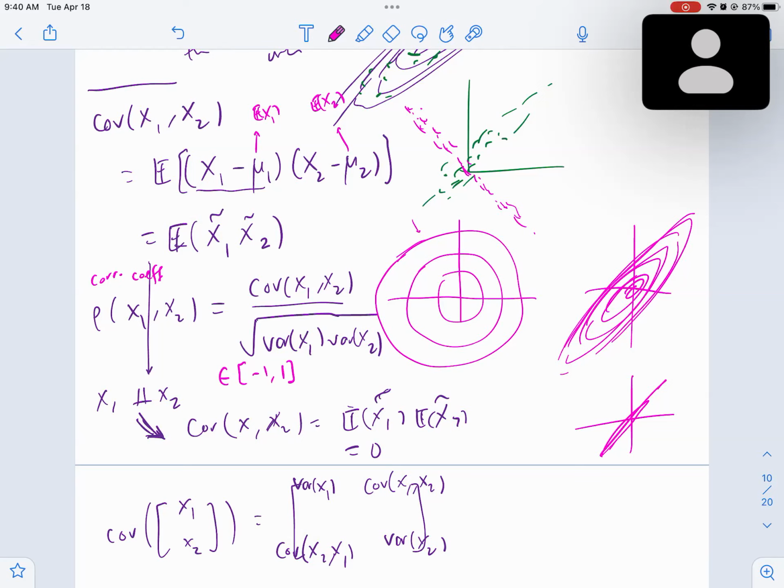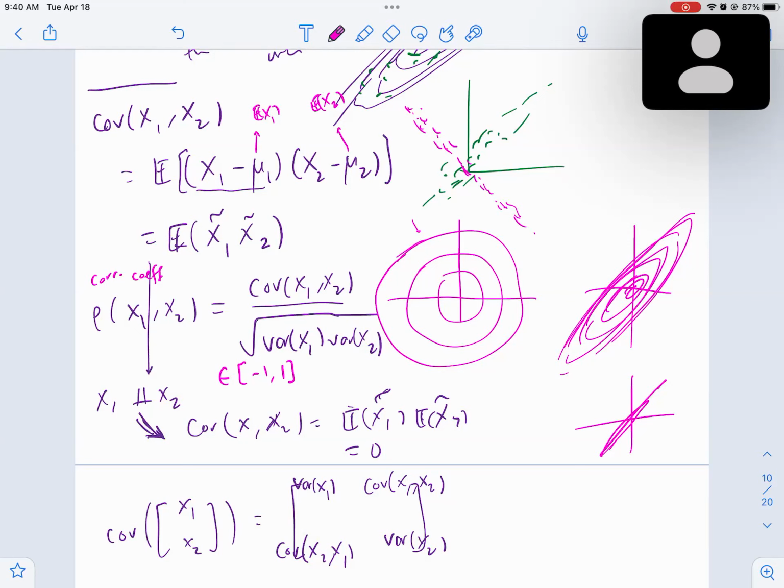And one particular property is that if x1 is independent of x2, then the covariance is going to be 0. Does anyone know why, if x1 is independent of x2? Covariance is like how related they are, and they're not related. They're independent, so that means the covariance has to be 0. Yeah, that's the intuitive answer, but how do you formally prove it?